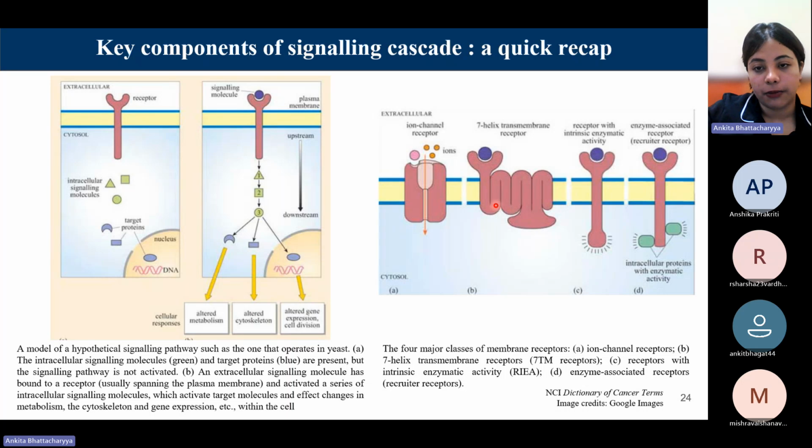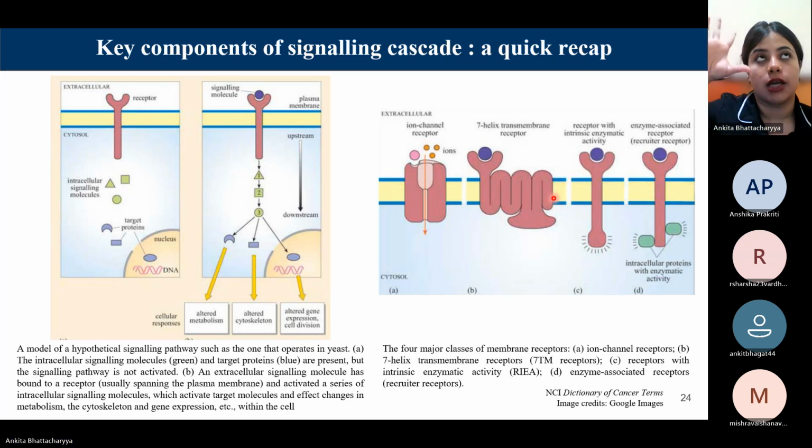So if this is the membrane and this is the receptor, then 1, 2, 3, 4, 5, 6, 7. So they're going across 7 times. Then there can be a receptor that has intrinsic enzymatic activity, which means that something is binding at the top, and the receptor itself is an enzyme which is able to initiate something downstream. It does not need any transducers. It is capable of acting by itself. And then you have an enzyme associated receptor, which is a recruiter receptor.